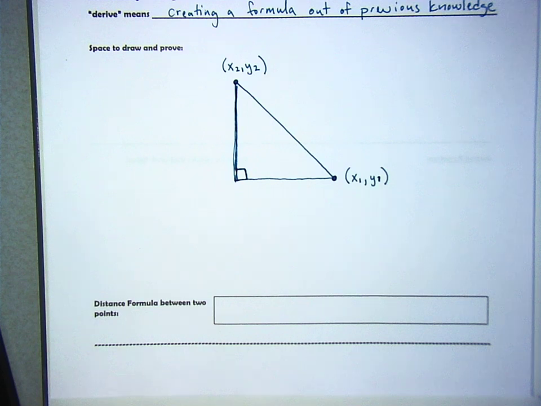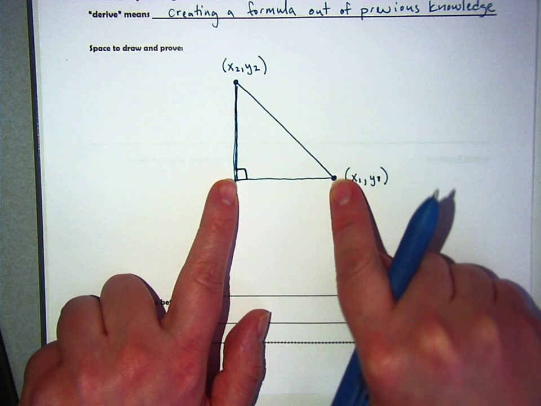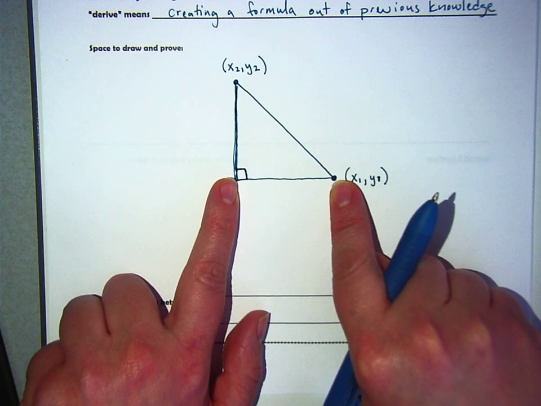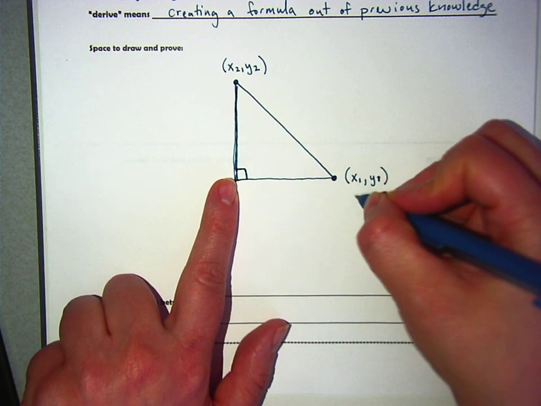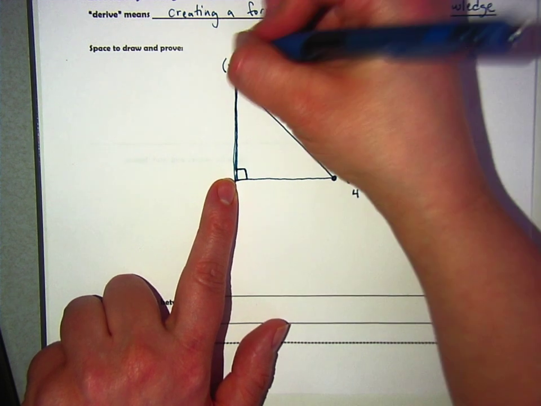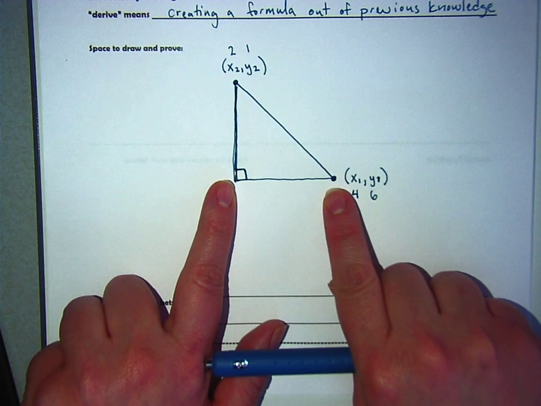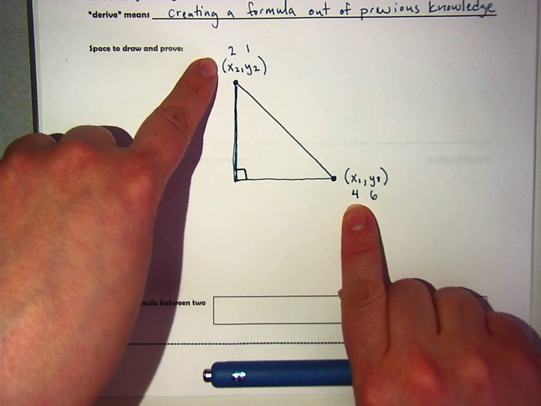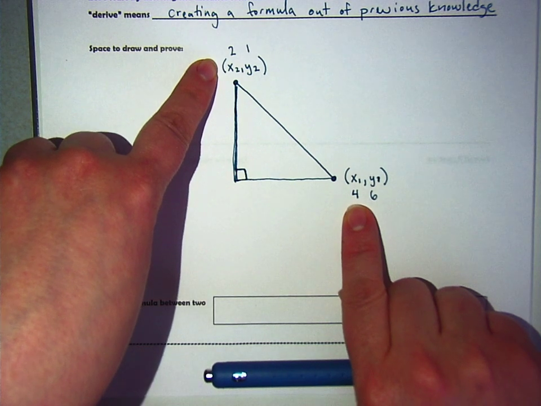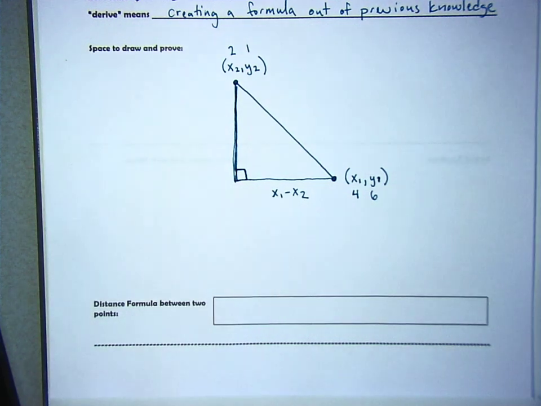All right, so if this one's x1 and this one's x2, what's this distance? Let's say that this is the point (4, 6), and this is the point (2, 1). Then what's this distance here? x1 minus x2, 4 minus 2, right? No problem. So I'm going to write x1 minus x2 over here. On the horizontal, it's just the two x's subtracted from each other.